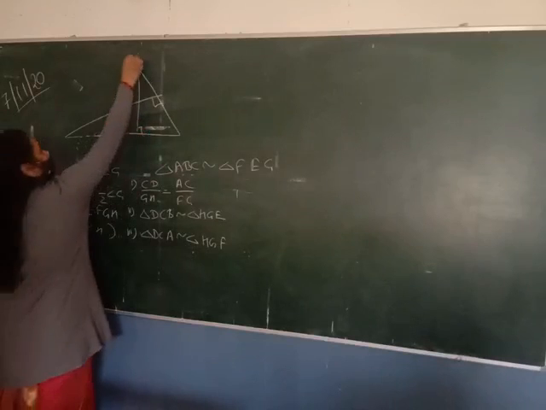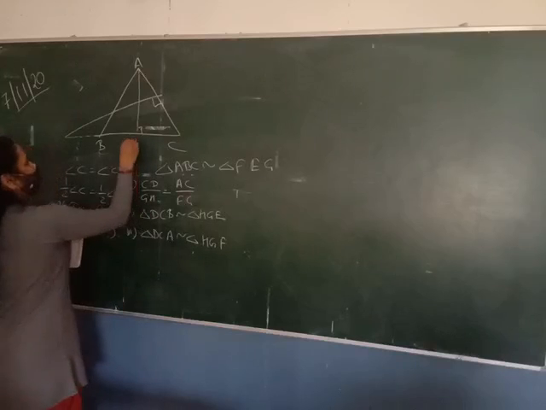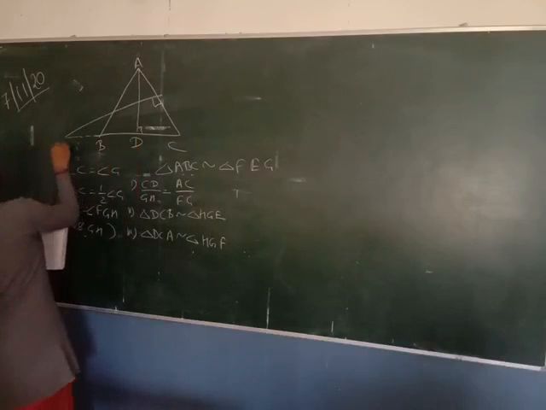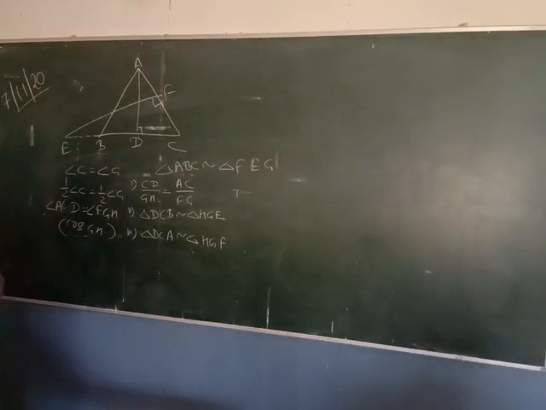ABC is a triangle. AD is perpendicular and EF is perpendicular on AC. E is a point on the side BC. ABC is actually an isosceles triangle.